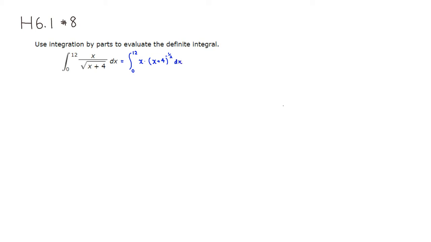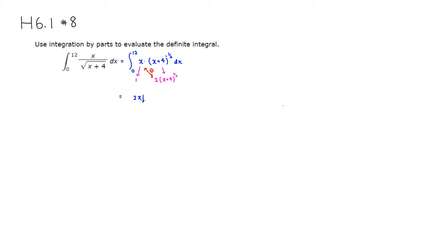So we take the derivative of the first guy, and you get 1, which is great. And take the antiderivative of the second one: you're going to get the quantity x plus 4, and add 1 to the power, so it's going to be a 1/2 power. Divide by 1/2 is equivalent to multiply by 2. Now we're going to multiply diagonally first, so we get 2 times x, so 2x.